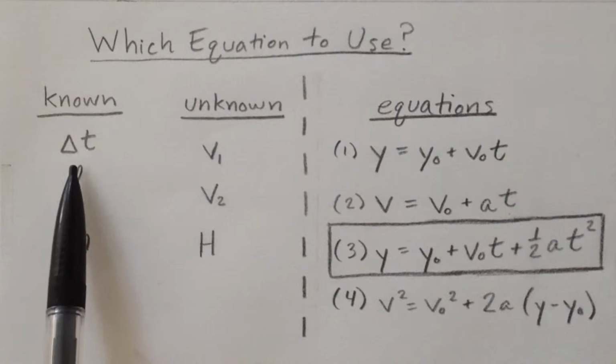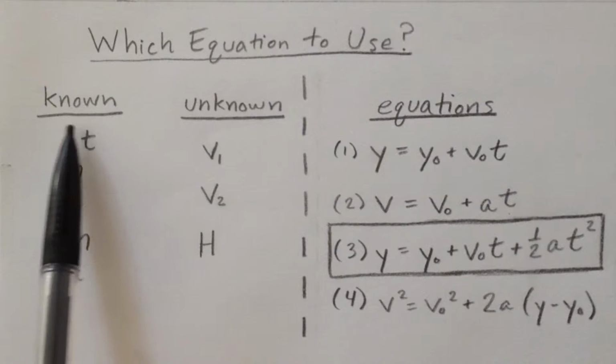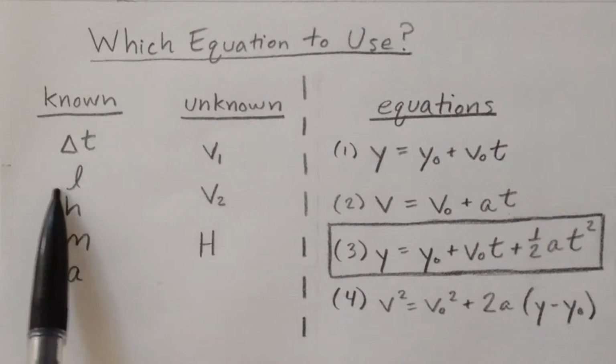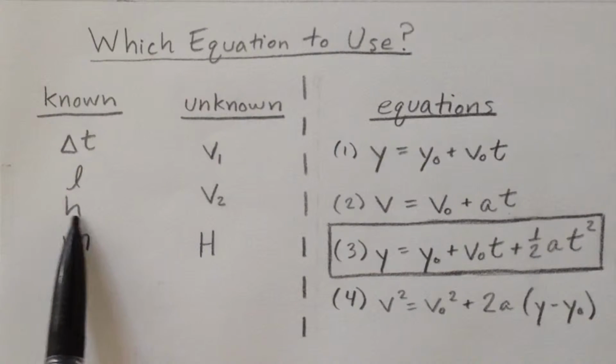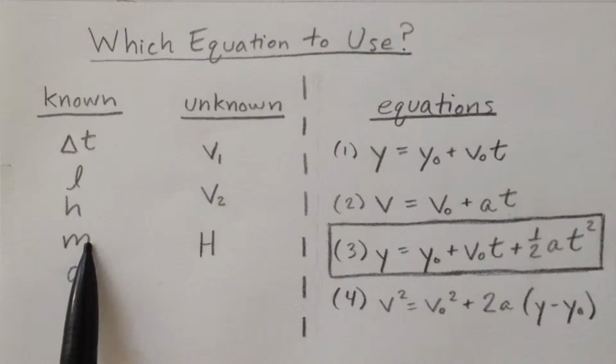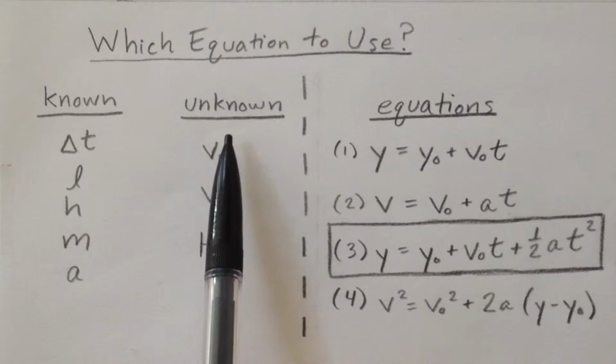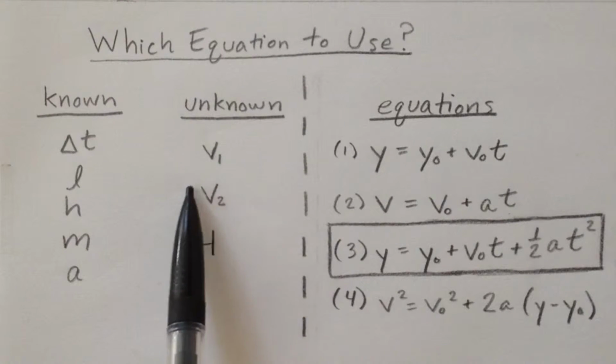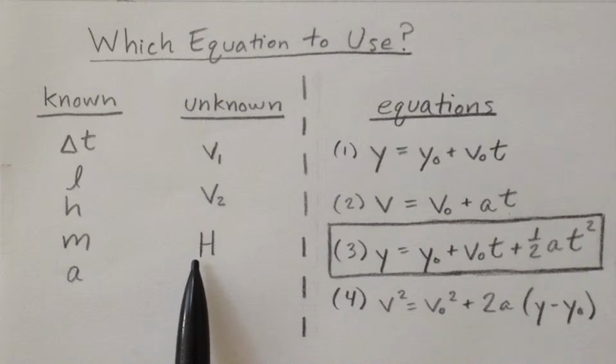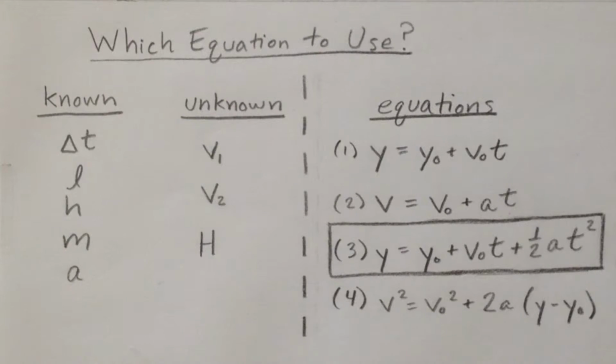We are told the amount of time it takes for the flower pot to pass from the top of the window to the bottom of the window, the height of the window, how high above the ground the window is, the mass of the flower pot, and we also know its acceleration because it's in free fall, so the acceleration is the acceleration due to gravity. What we don't know is the velocity at the top of the window, the velocity of the flower pot at the bottom of the window, and how tall the building is.